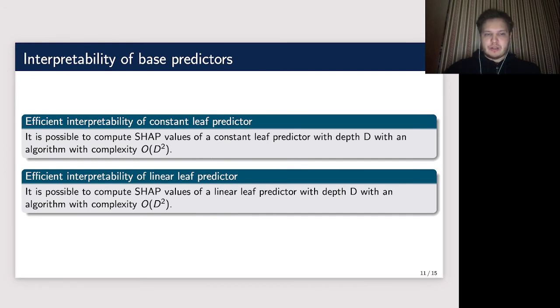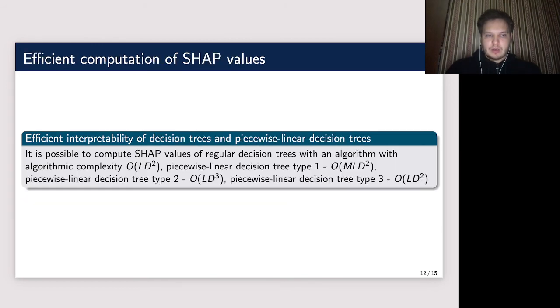It is possible to compute SHAP values of constant leaf predictor and linear leaf predictor with depth D with an algorithm with complexity big O of D squared. Based on the remarks before, it is possible to compute SHAP values of regular decision trees with an algorithm with algorithmic complexity big O of LD squared, piecewise linear decision tree type 1 with an algorithm with algorithmic complexity big O of MLD squared, for piecewise linear decision tree type 2 an algorithm big O of LD cubed, and for piecewise linear decision tree type 3 with an algorithm with algorithmic complexity big O of LD squared.